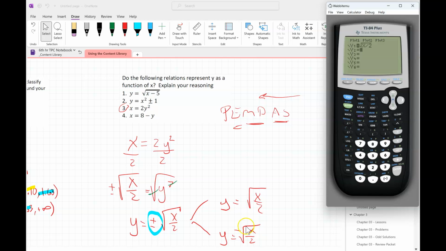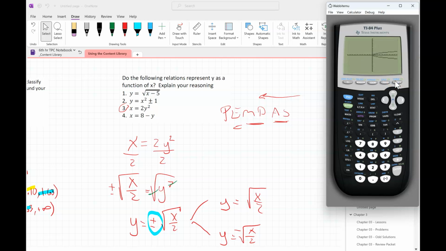And then when you're typing in negative root of x over 2, you need to make sure you're using the negative sign key and not the subtraction key. Subtraction and negative are different operations on your calculator. If you typed in the subtraction symbol, it would have given you a syntax error because it's saying, I don't see 2 things you're trying to subtract. And it would not like that. All right, hit graph.